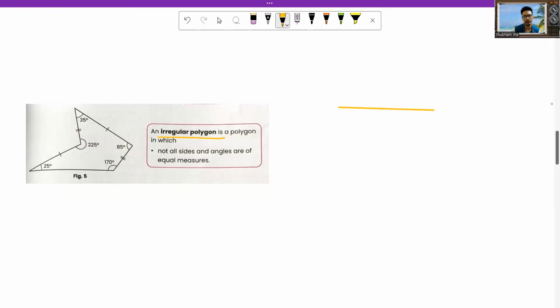What about a rectangle? This is my rectangle. Now here, what is happening? The opposite sides are equal, but are all sides equal? No. Therefore, this will not be my regular polygon. Even though the angles are equal, all the angles of the rectangle are 90 degrees, it is not equilateral. It is not a regular polygon. Okay, both the criteria should be matched.